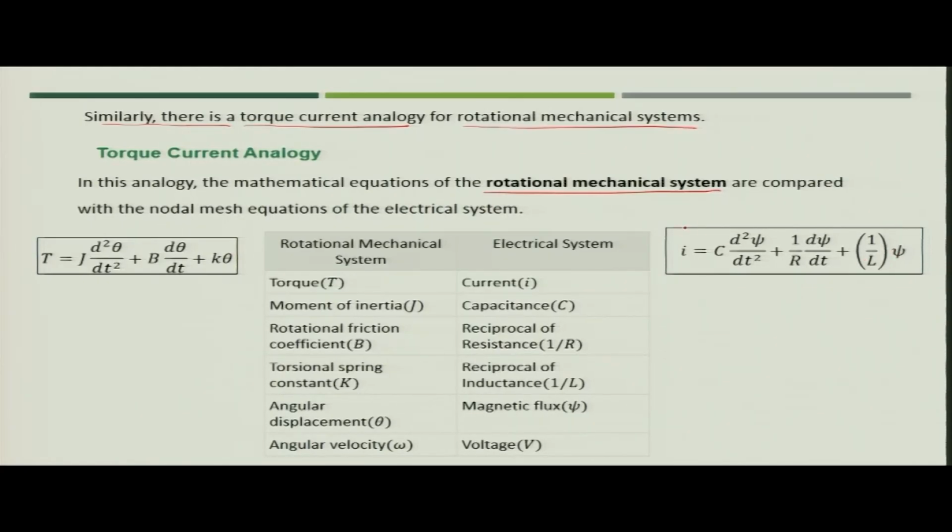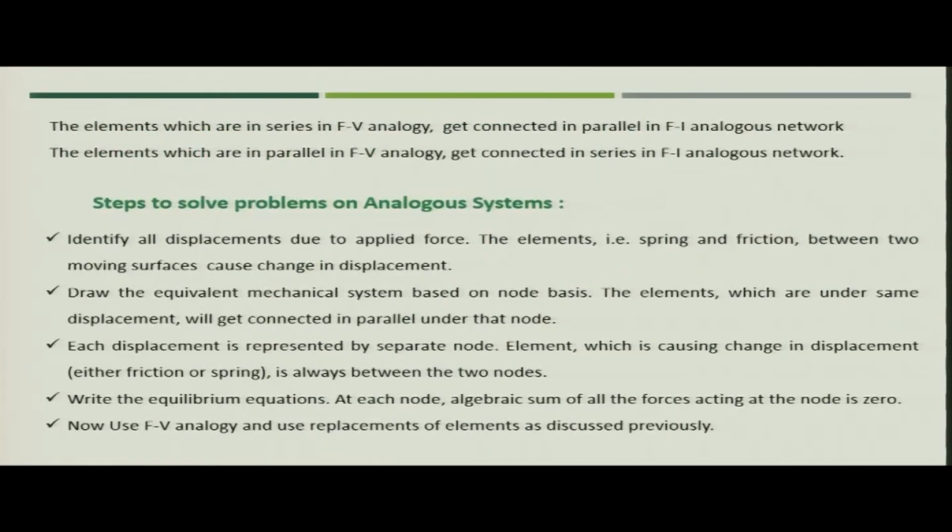If you compare these two equations, you can say that torque is analogous to current I, moment of inertia J is analogous to capacitance, rotational frictional coefficient B is analogous to the reciprocal of resistance 1 by R, torsional spring constant K is analogous to the reciprocal of inductance, that is 1 by L, angular displacement theta is analogous to magnetic flux psi, and angular velocity omega is analogous to voltage V. This is how we establish the analogy between mechanical and electrical systems.